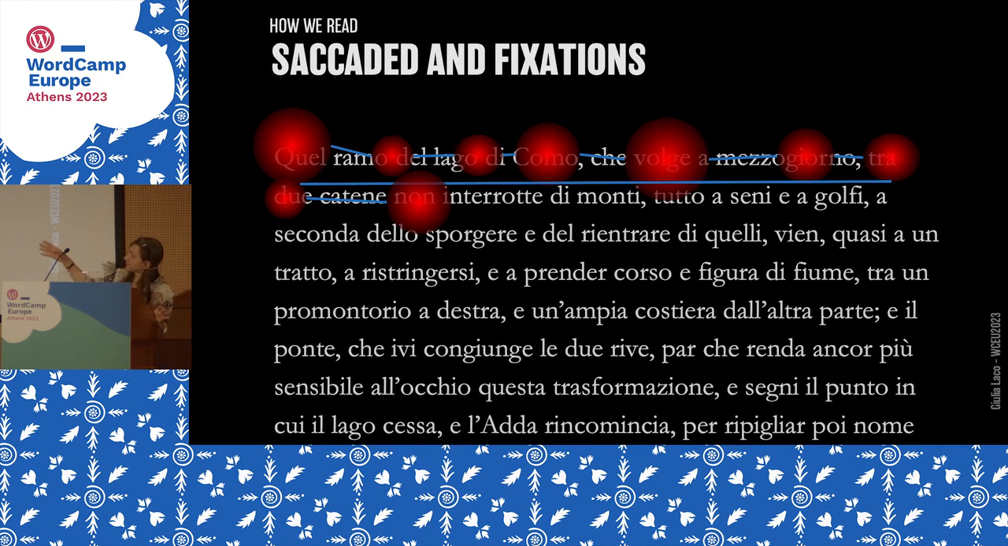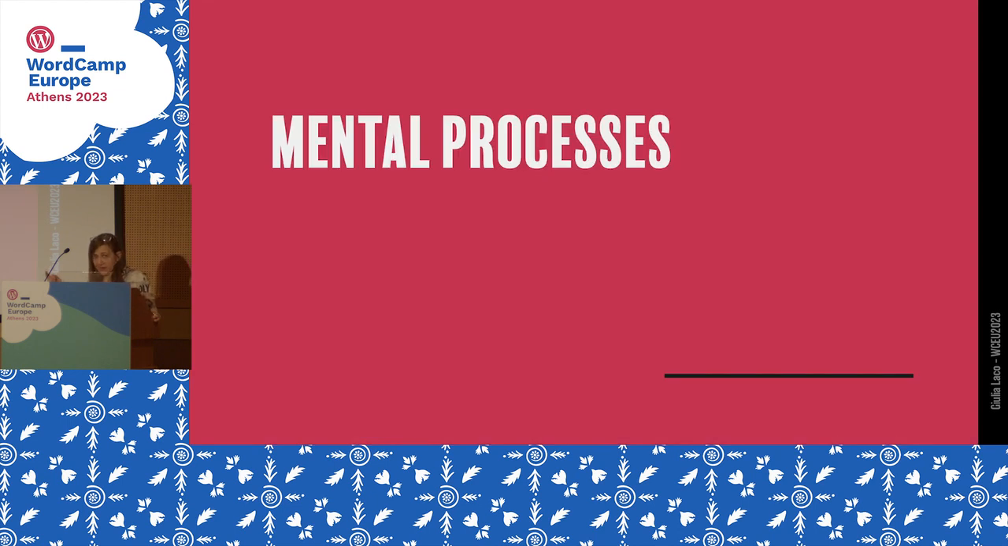And so when we read we do these jumps, and there's a lot of math here. The visual angle, so the distance, the size of the font, the spacing, all these things. We have some math, and with a line of 65 characters, we'll have more or less 7 fixations per line and 6 saccadic movements. And after that, after our eye has seen the things, we have the mental processes.